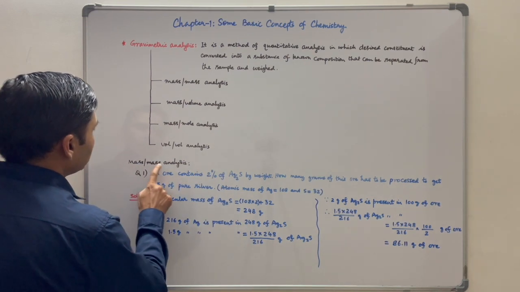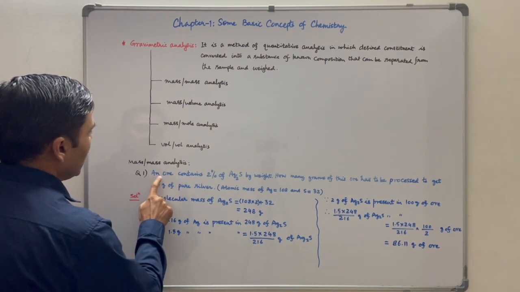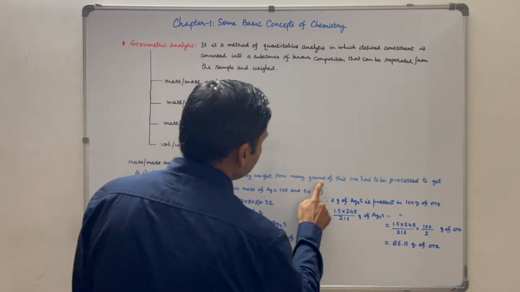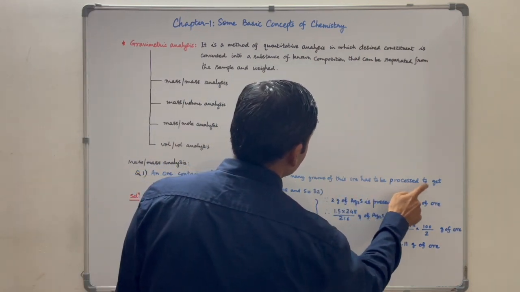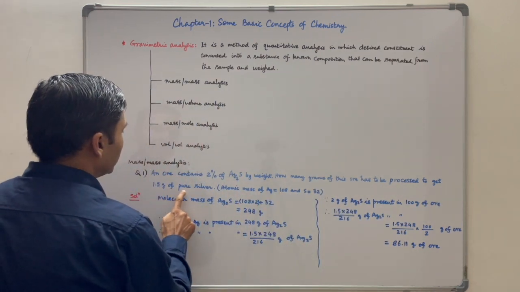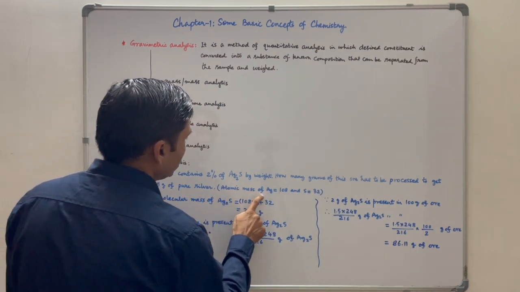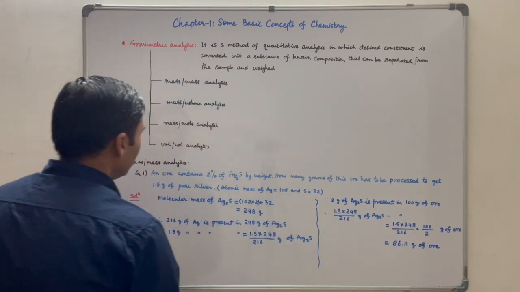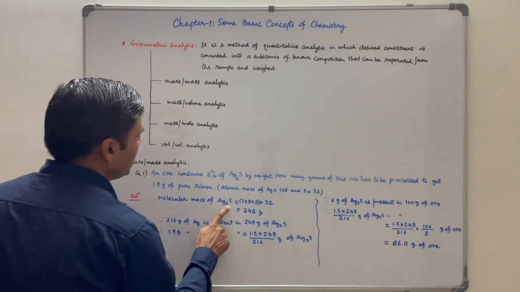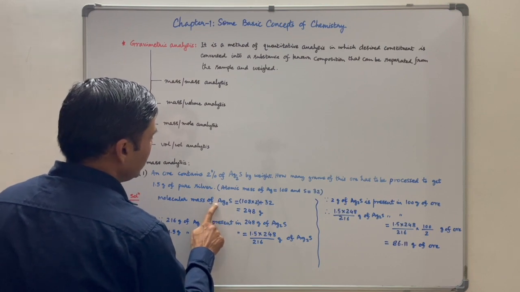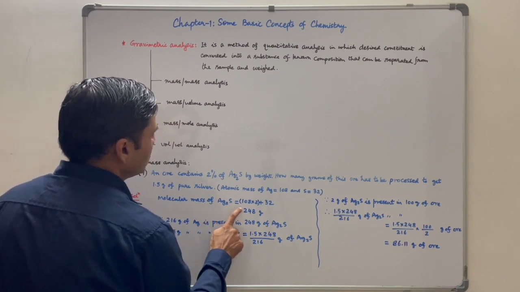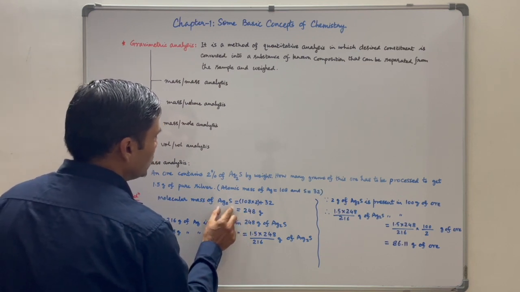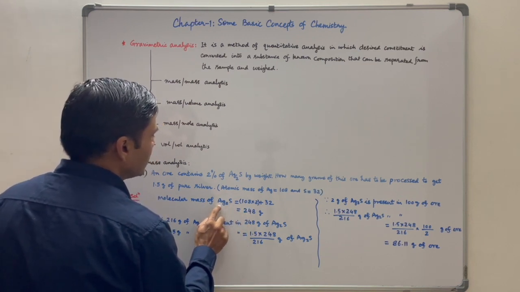First one is mass-mass analysis. Question: an ore contains 2% of Ag2S by weight. How many grams of this ore has to be processed to get 1.5 gram of pure silver? Atomic mass of silver is 108 and that of sulfur is 32. First we will calculate molecular mass of Ag2S, and that is 108 into 2 plus 32, that is 248 gram. So out of 248 gram of Ag2S, silver is 216 gram.